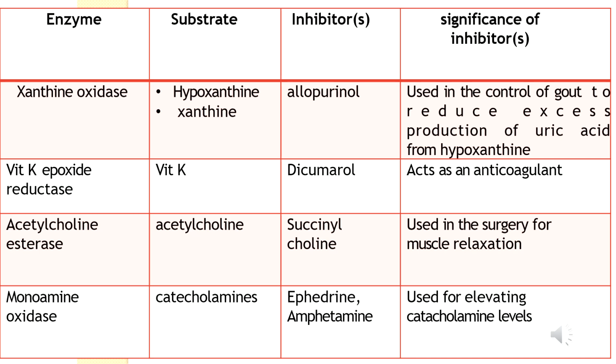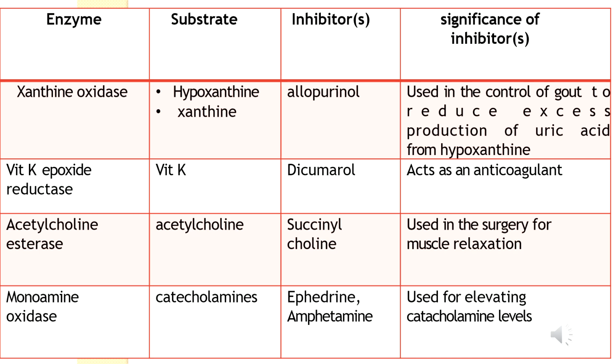So the next one is the enzyme vitamin K epoxide reductase. So the substrate is vitamin K and the inhibitor is dicumarol. So the dicumarol having the structural similarity of vitamin K. So the vitamin K and dicumarol having a competition for the binding of the enzyme vitamin K epoxide reductase, and the significance is the inhibitor acts as an anticoagulant.